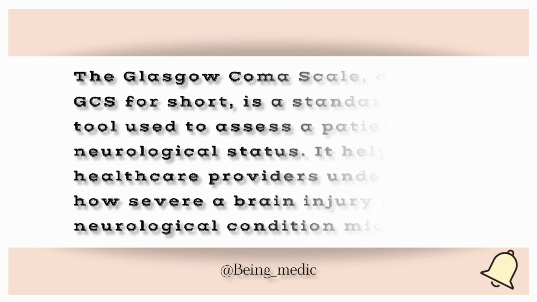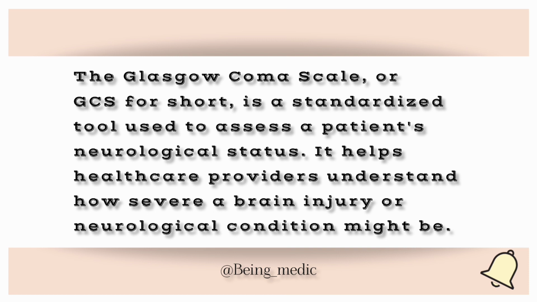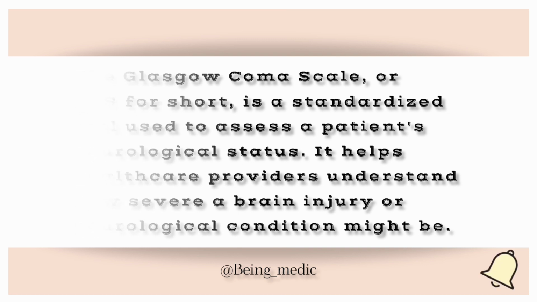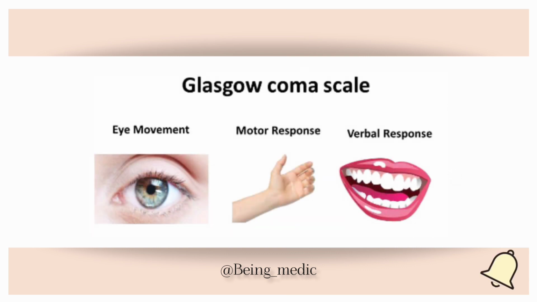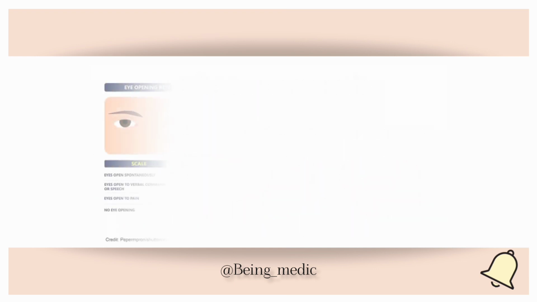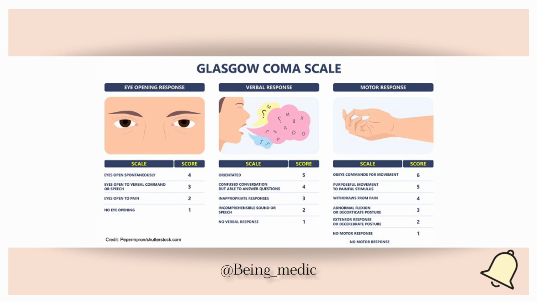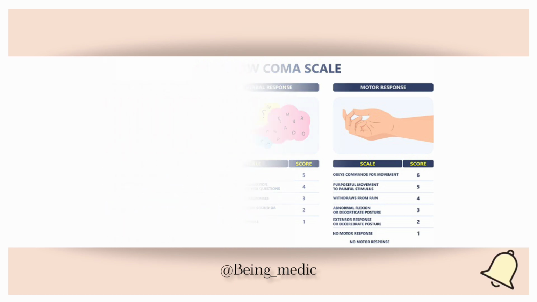The Glasgow Coma Scale, or GCS for short, is a standardized tool used to assess patient neurological status. It helps healthcare providers understand how severe a brain injury or neurological condition might be. As you can see, the Glasgow Coma Scale assesses three main aspects of the patient's condition: eye opening, verbal response, and motor response. Each aspect is scored on a scale, and the total score provides an overall assessment of the patient's consciousness. Now, let's break down the scoring of the Glasgow Coma Scale.